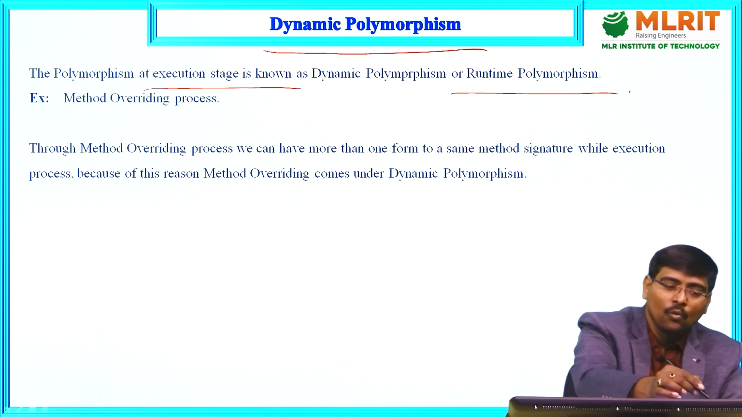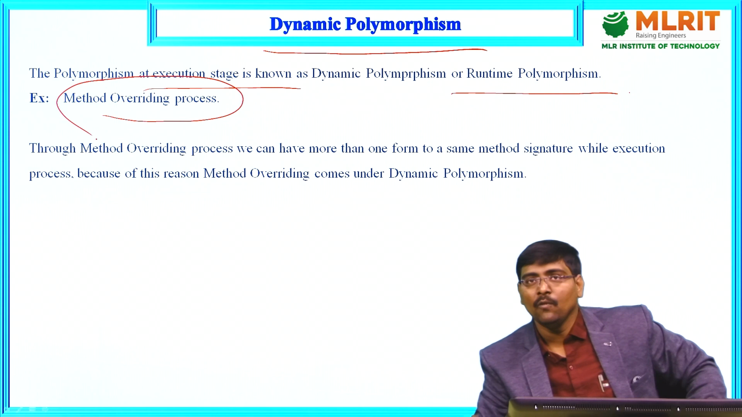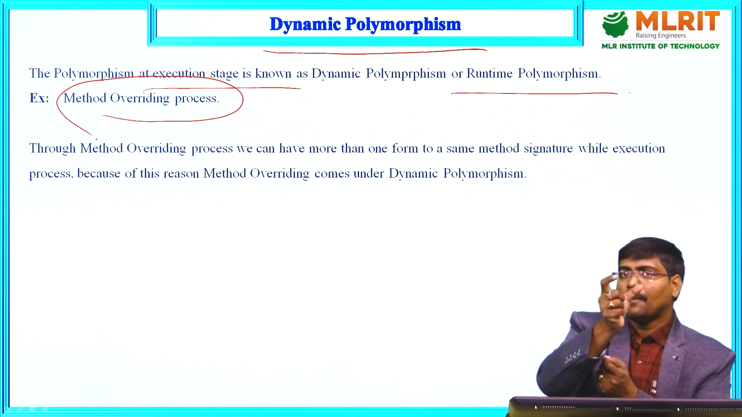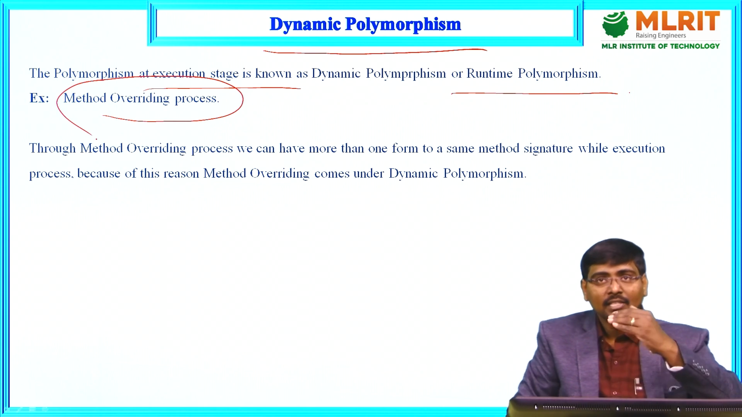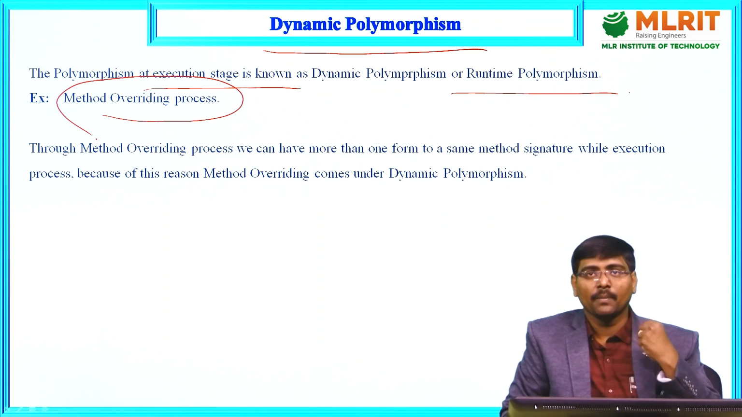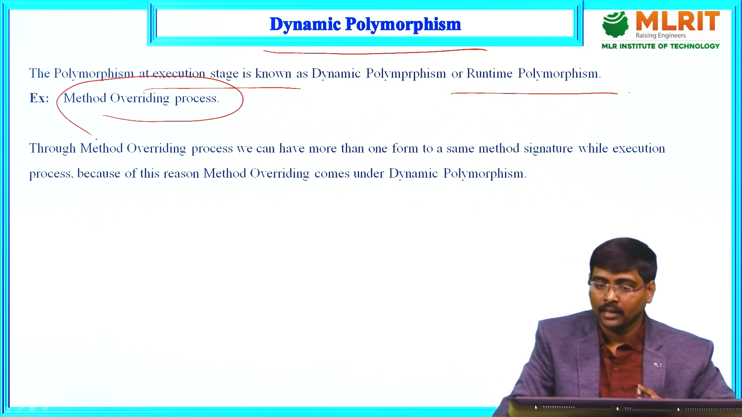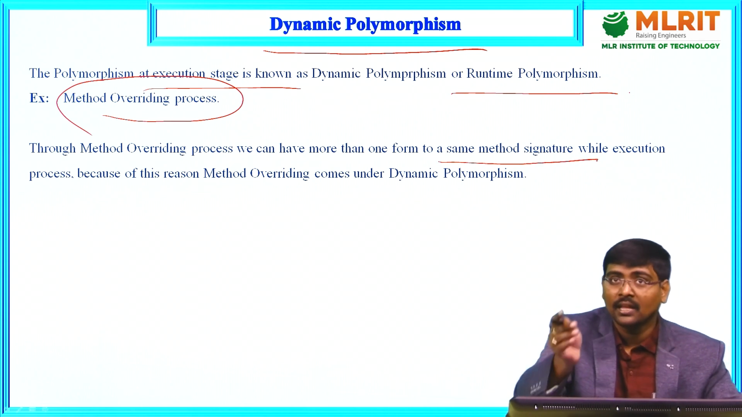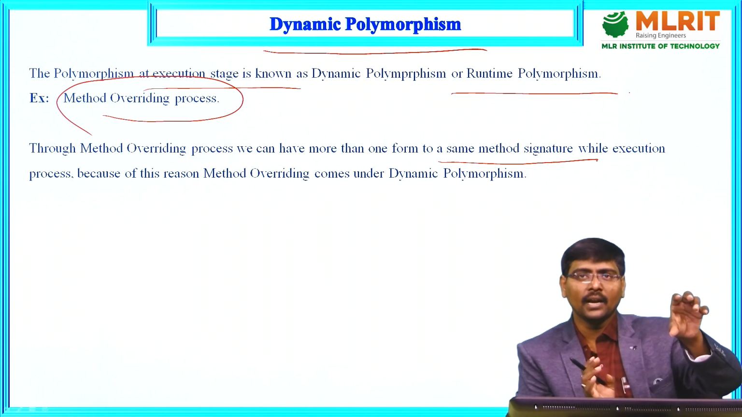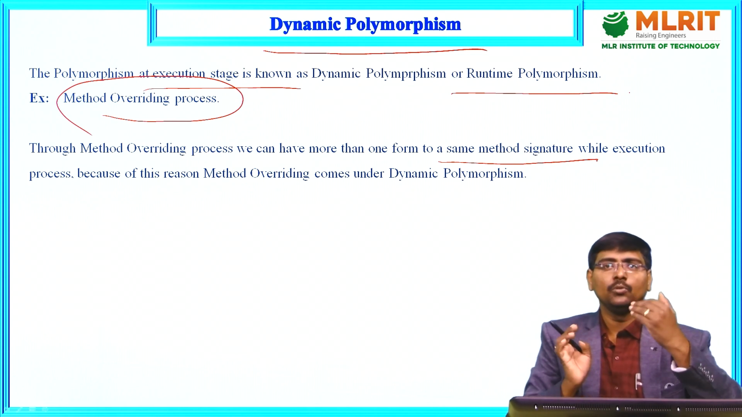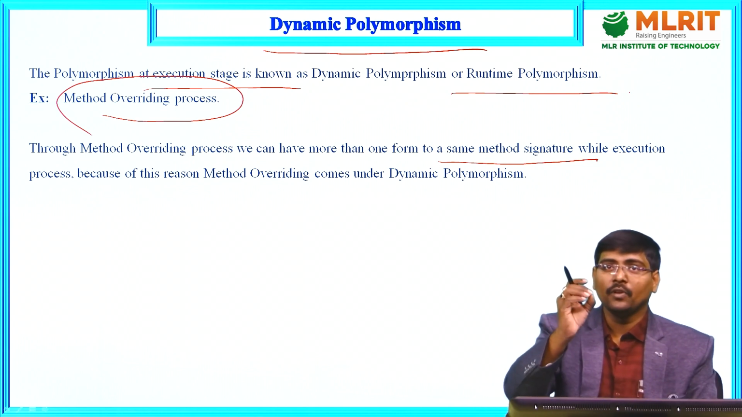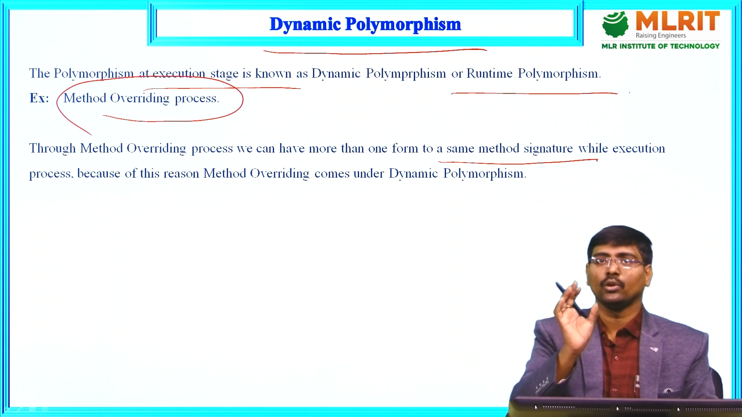What is an example? Overriding. What is meant by overriding? Simply, the parent class consists of one method. Anyway, the method is available to the child class. In the child class, if we again redefine the method, that is called redefinition of a method, meaning overriding. Remember, the parent class method signature and the child class signature must be the same: same data type, same number of parameters. Then only that is called method overriding. If all are the same, at the time of execution it will identify which one is executed, parent or child.